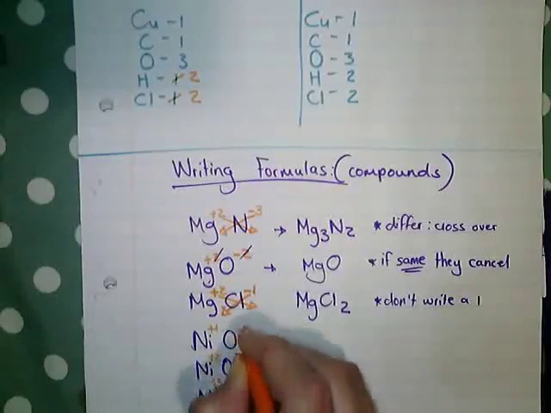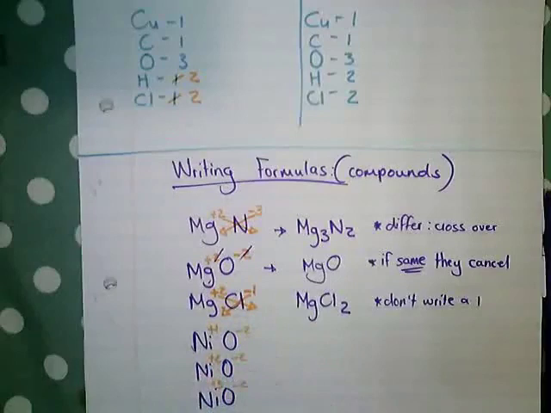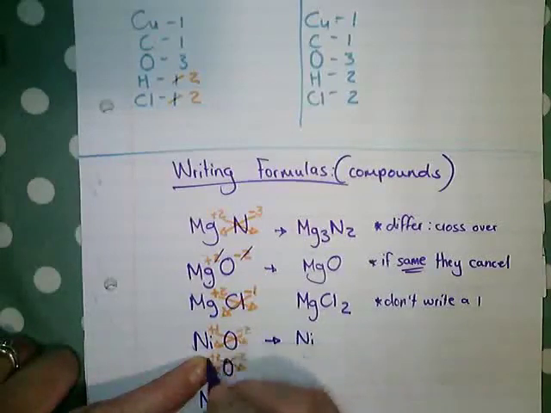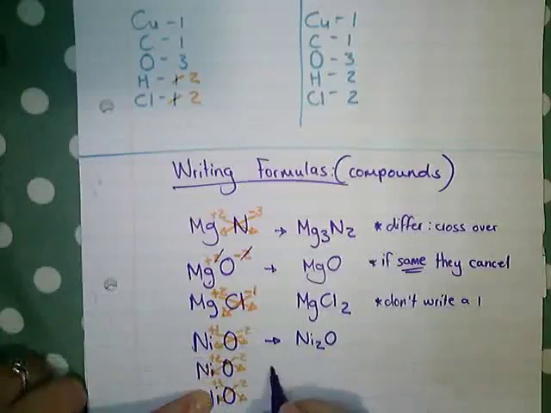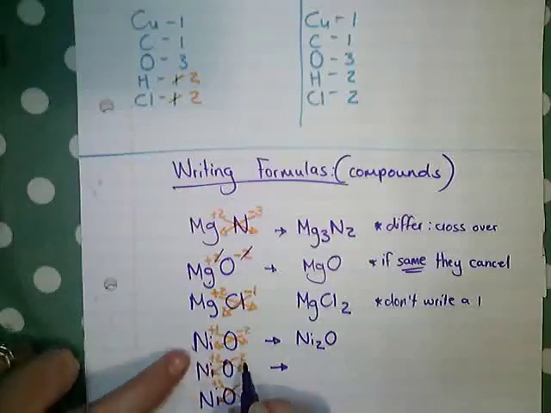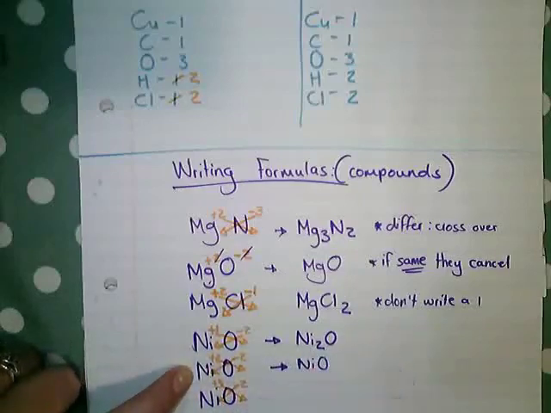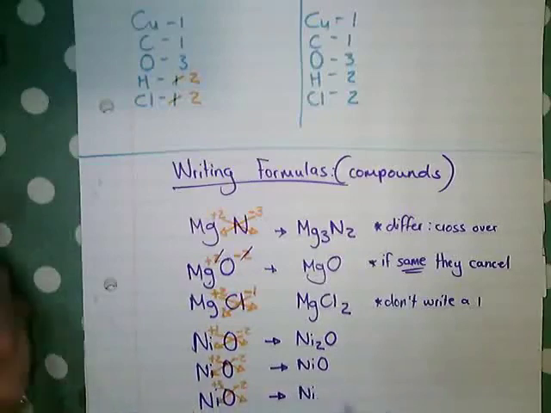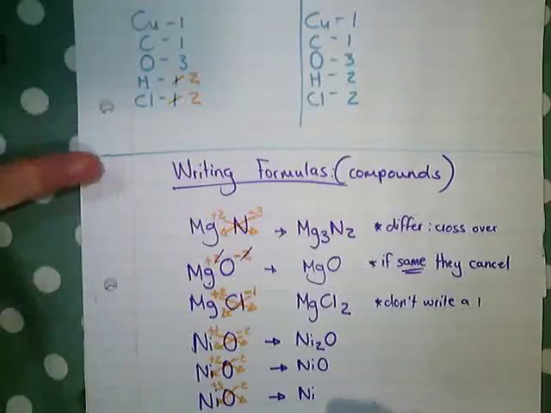So in all the cases, the numbers cross over. But for the first case, because it's a 1 that crossed over, we don't write that 1. We just write the 2 that crosses over. In this one, because the 2s are the same, they cancel out, so nothing is written because they were cancelled. In the last one, that 2 crosses over, that 3 crosses over. They are not the same, so they don't cancel. There's no 1, so we have to write both of them. Okay, so that's how you write a formula.